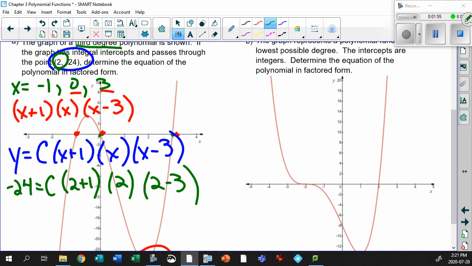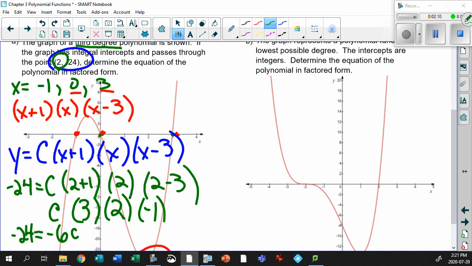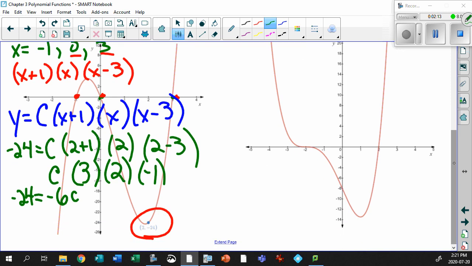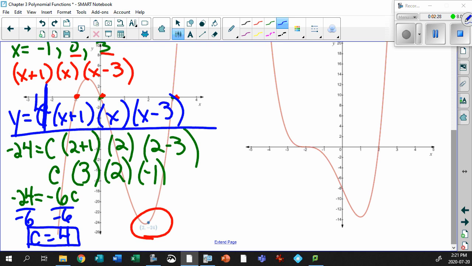That's it. 2 plus 1 is 3, 3 times 2 is 6, times minus 1 is minus 6. Don't forget your C value here. This is going to be -6C equals -24. Wow, that's just super simple. Now, all you have to do is divide by -6. C works out to be, of course, 4. There's your C value, there's your stretch value. And now I can just put the 4 back in front of this original polynomial, and I get what that graph is. Oh, that's cool.